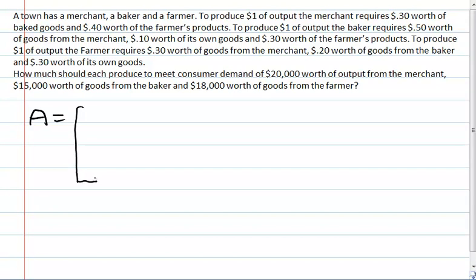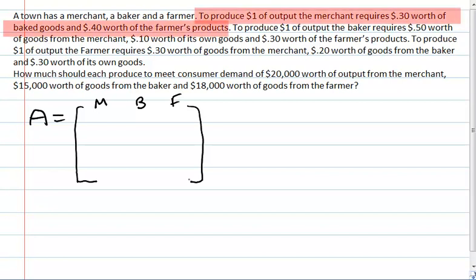as I read. We have the three sectors, which are the merchant, the baker, and the farmer, and I'll give each one of those a column. Although those labels aren't part of my matrix, I'll just put them up there so you can see what we're doing. For each $1 of output, the merchant requires 30 cents of baked goods and 40 cents worth of the farmer's products. So it doesn't require anything of its own, but it requires 30 cents worth of baked goods and 40 cents worth of the farmer's goods.